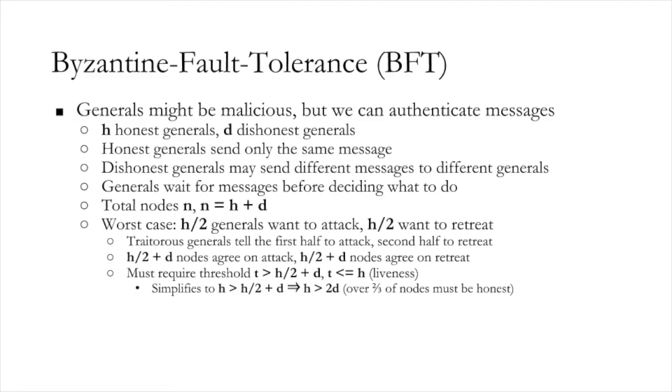Then we have half the honest generals and all the dishonest generals, from the perspective of the honest generals, agreeing on attack, and half the honest generals and the dishonest generals, from the perspective of the other half of the honest generals, agreeing on retreat. So that means if we want to maintain safety, if we want it to be the case that we can never come to a separate decision, we'll just keep waiting, we must require a threshold of votes greater than half the honest generals plus all the dishonest generals.